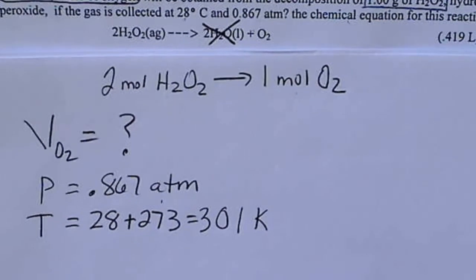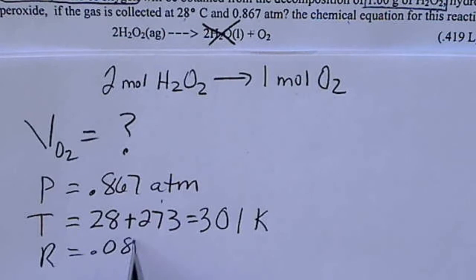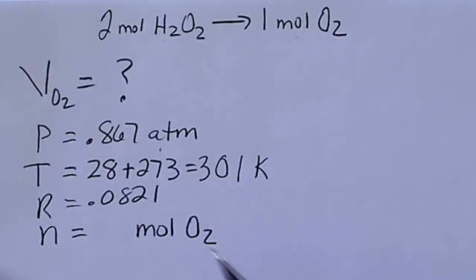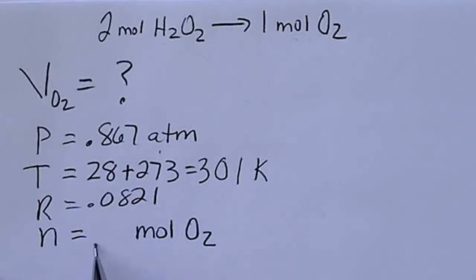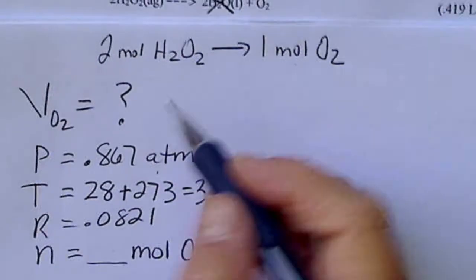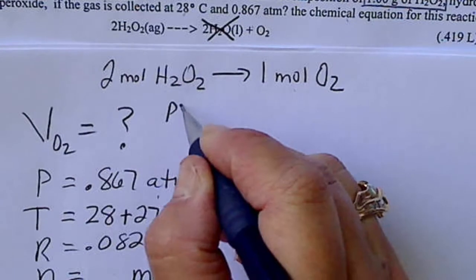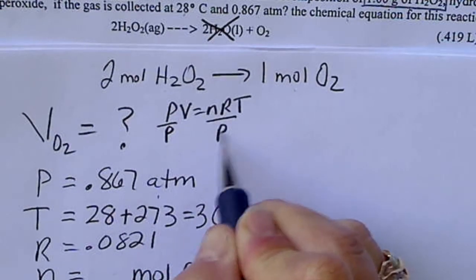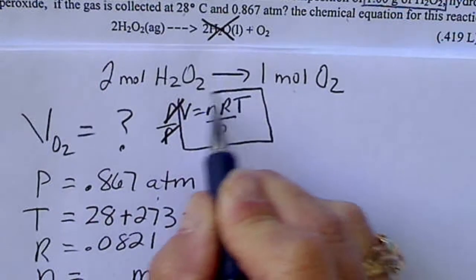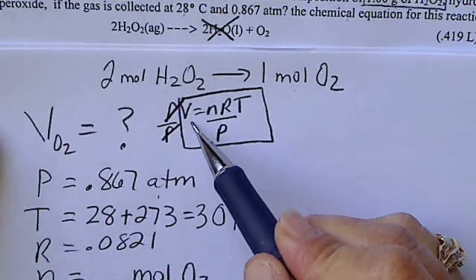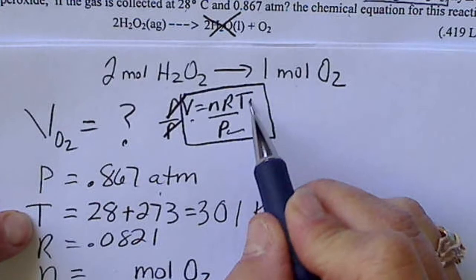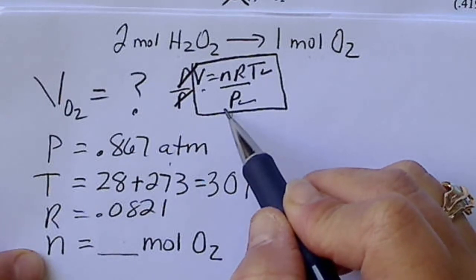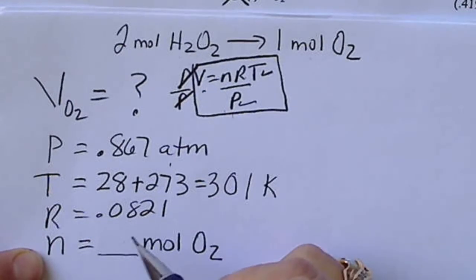And we're going to be solving for, we always know R, 0.0821, and n is equal to the moles of oxygen. So when we solve the ideal gas law, we're going to need n in order to do that. So if we're looking for the volume, looking at this equation, PV equals nRT, we're going to divide both sides of the equation by P. So in order to solve for the volume of a gas, we need the pressure, which is given, we need the temperature, which is given. R is always the same number. What we do not have are the moles of oxygen. We can't find out the volume of oxygen until we know the moles of oxygen.